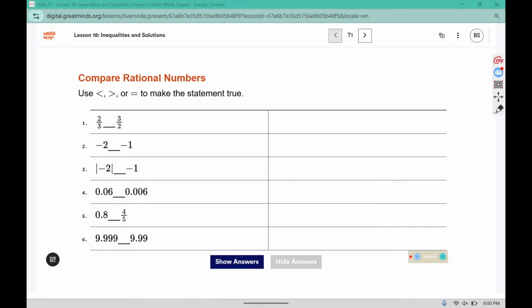Use the less than, greater than, or equal to symbols to make the statement true. In problem 5, we have a decimal representation and a fraction representation. If I multiply the numerator and denominator by 2, that would give me 8/10, which could also be written as 0.8. So this is an example where they are equal. Remember, the symbol opens to the larger one, so less than or greater than.